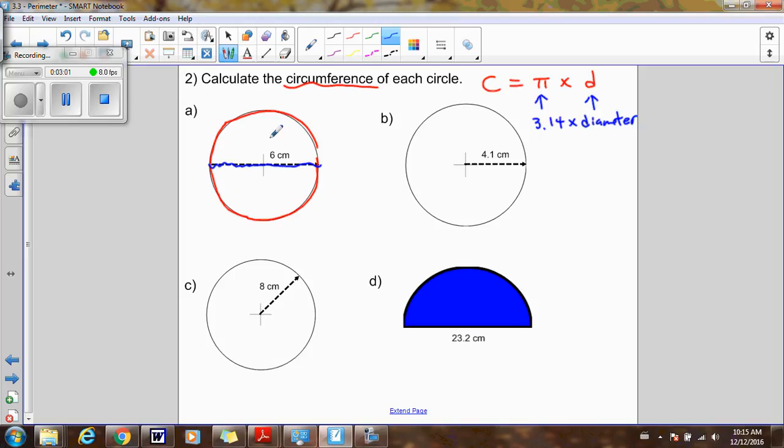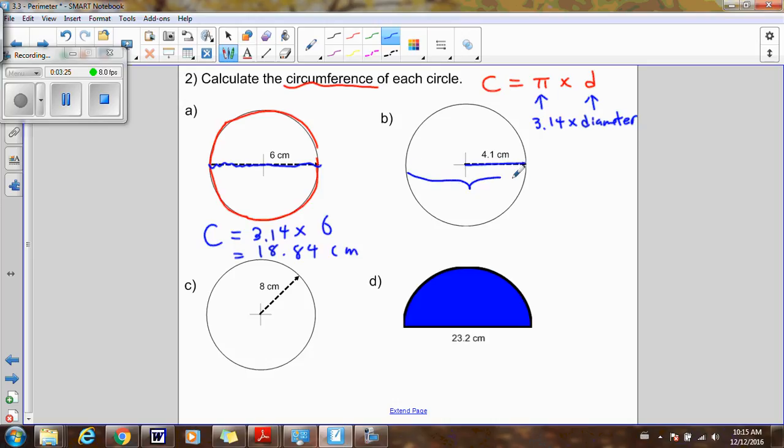So in this case here, the diameter is 6, so we do the circumference equal to pi, which is 3.14, multiplied by 6, right? And you're going to get 18.84 centimeters.